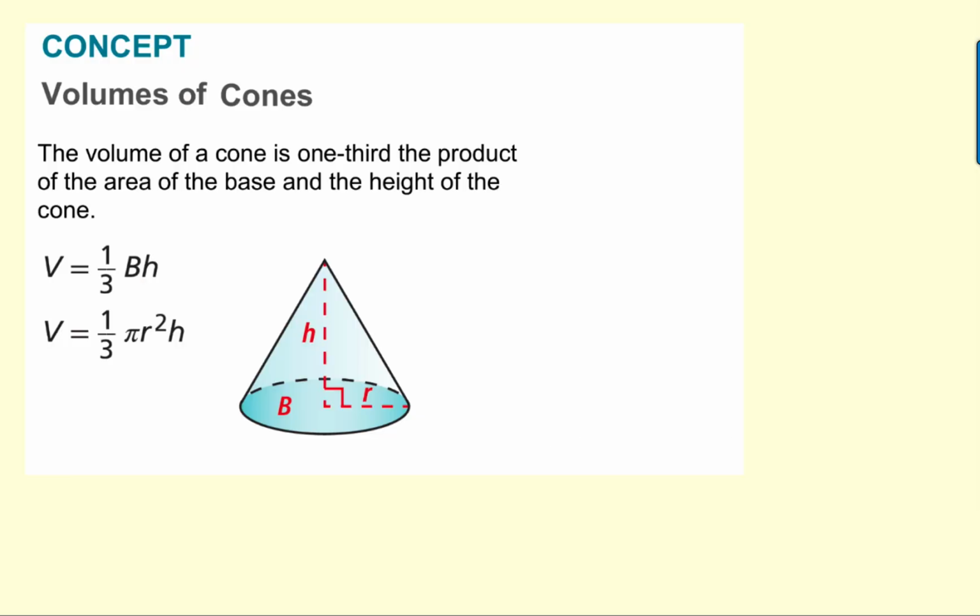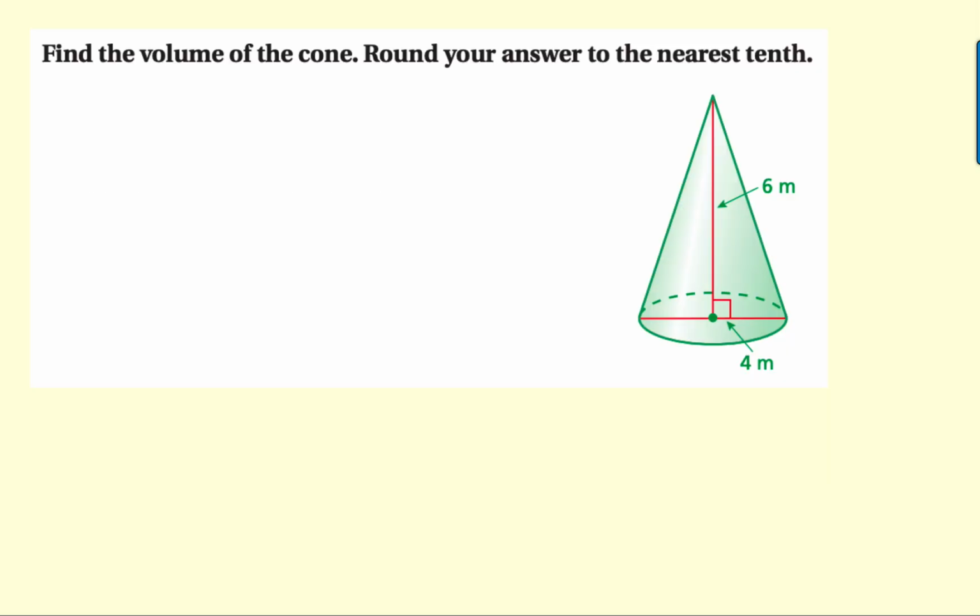All right, so here's what the formula says. The volume is equal to 1/3 the area of the base times the height. Very similar to the pyramid. But the base in a cone is always the same. It's pi r squared, so you don't have to worry about changing. Let's go ahead and do this problem.